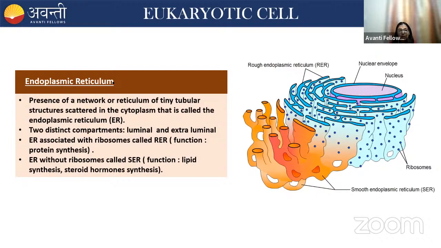Endoplasmic reticulum was first observed by Keith Porter. And the endoplasmic reticulum has two distinct compartments: the luminal, which is the inner side, and the extraluminal, which is the outer side. The ER which is associated with ribosomes is known as rough ER, and its function is protein synthesis. And the ER without ribosomes is known as smooth ER, or smooth endoplasmic reticulum, and its function is lipid synthesis or steroid hormone synthesis.